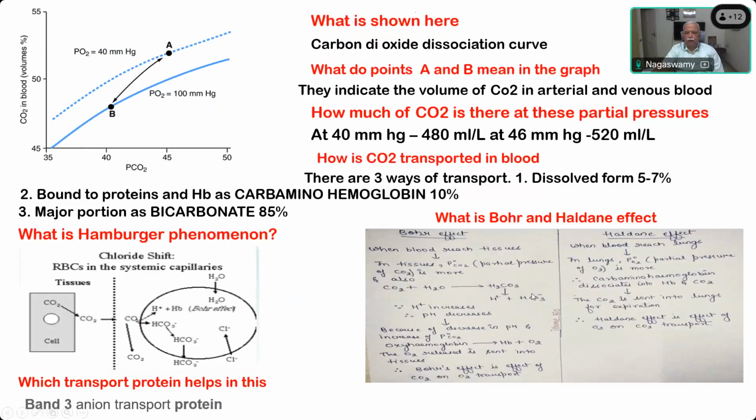To remember which is which, Haldane has L. The clue to remember is Haldane has L, so this happens in the lung. It helps in CO2 elimination, whereas the Bohr effect helps in oxygenation at the tissue level. So if you remember one, you can guess the other one without making a mistake. Okay.